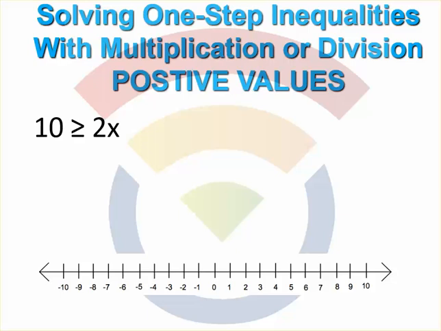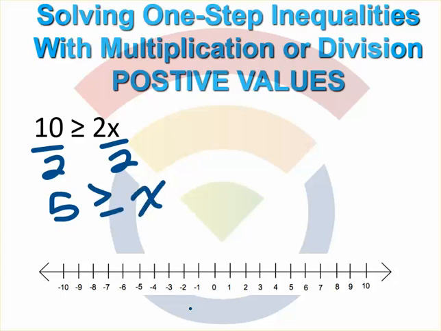10 is greater than or equal to 2x. I want to solve for x. To undo multiplying by 2, I'm going to divide both sides by 2. Remember, I'm dividing by a positive. Nothing unusual is going to happen here. So 5 is greater than or equal to x. Let's graph this.